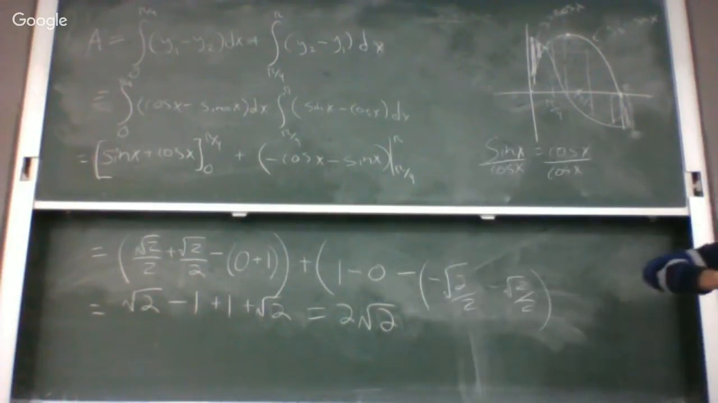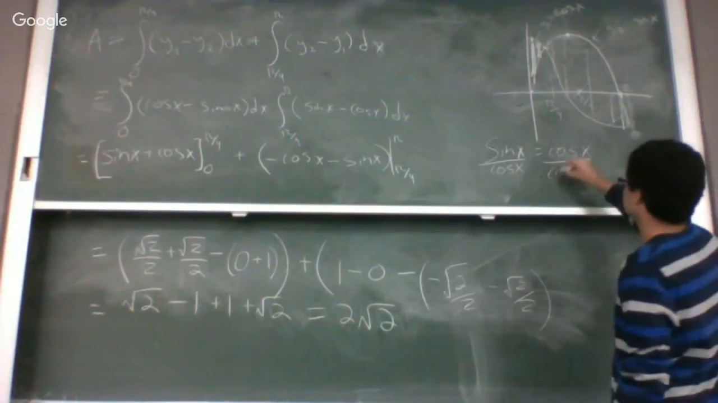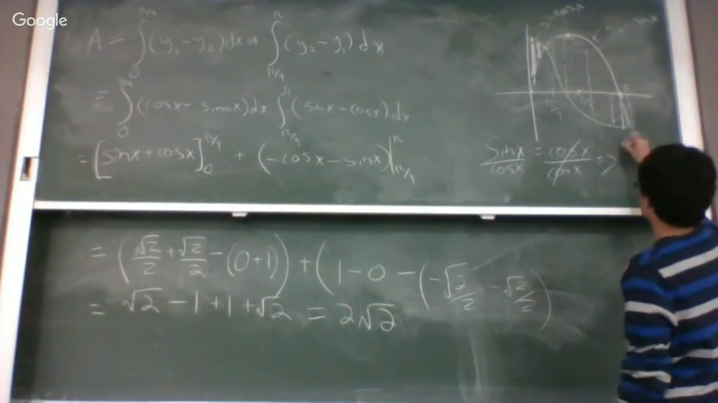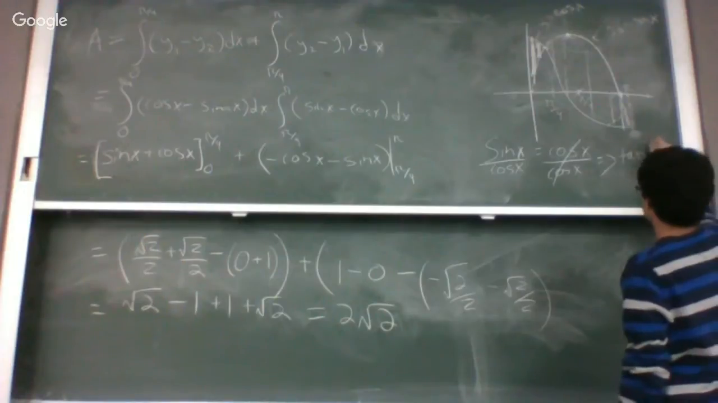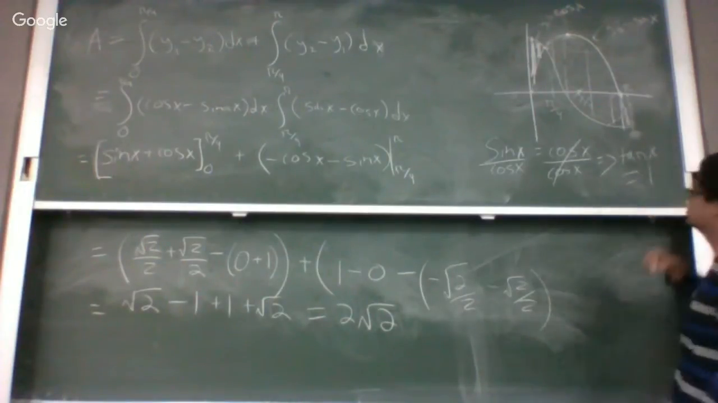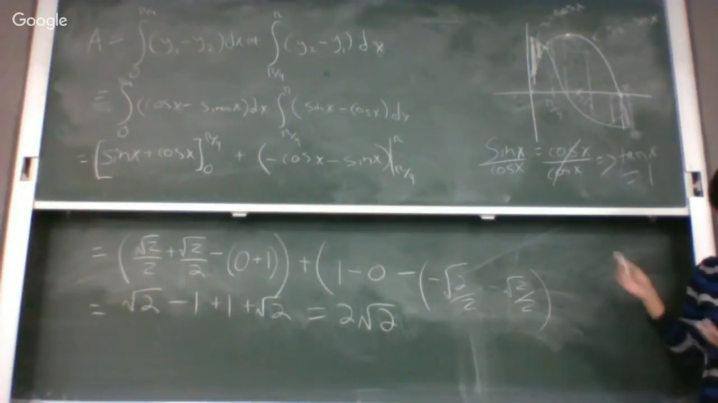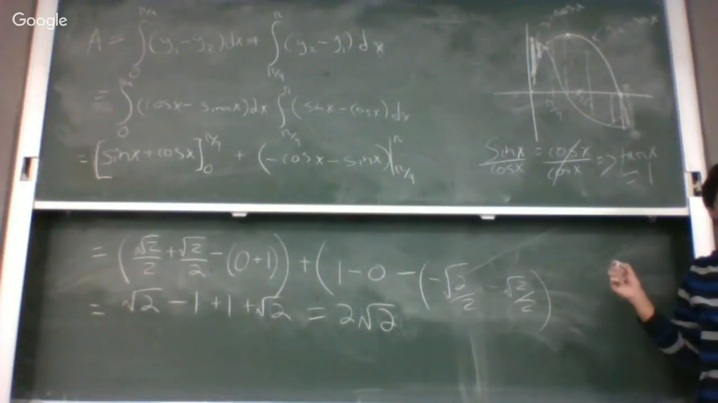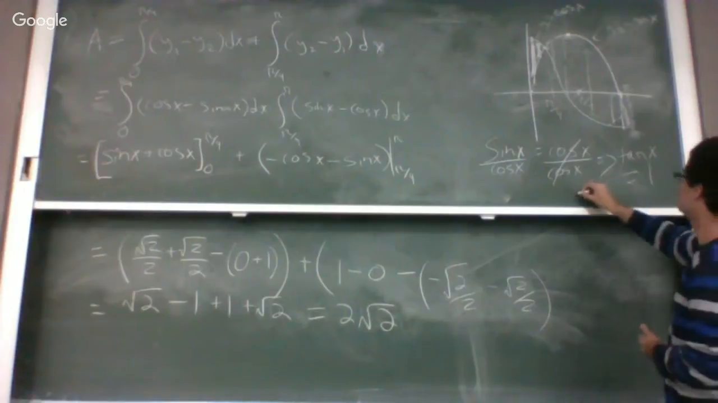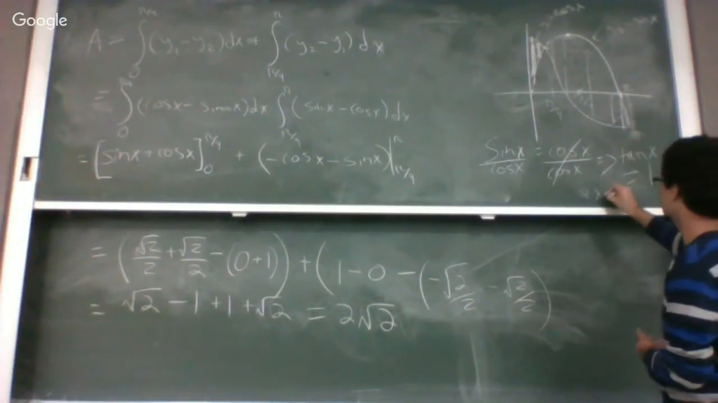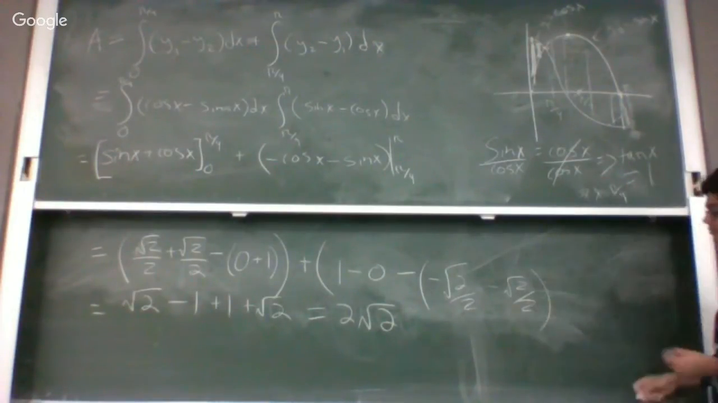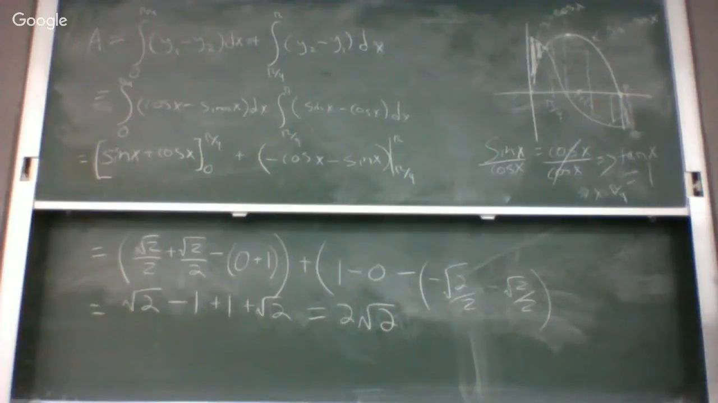Therefore, tangent of x is equal to 1. When does tangent of x equal 1? When x is equal to pi over 4. That's how you would go about finding x is equal to pi over 4.